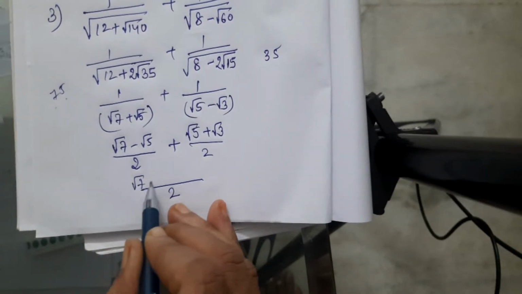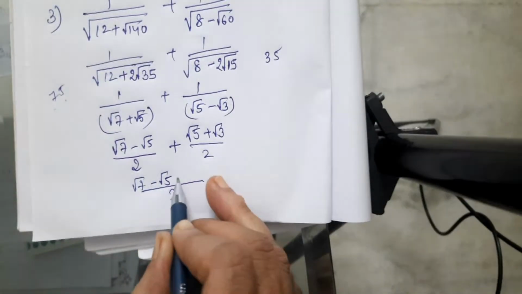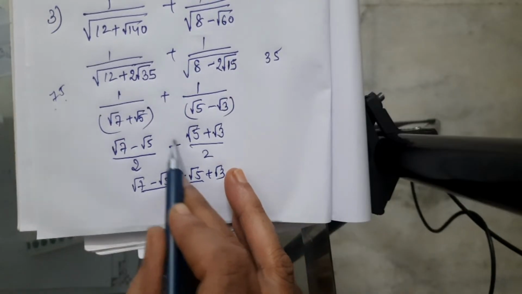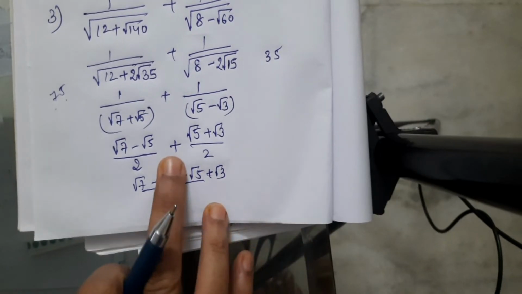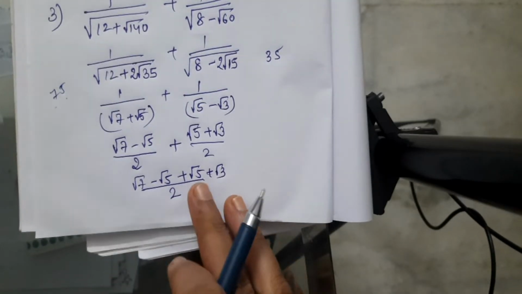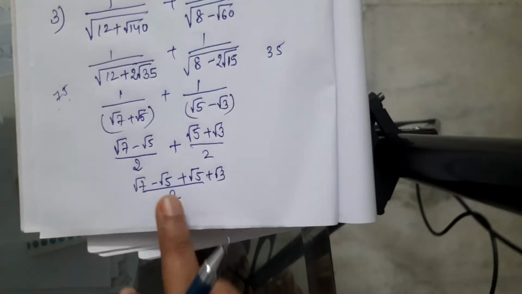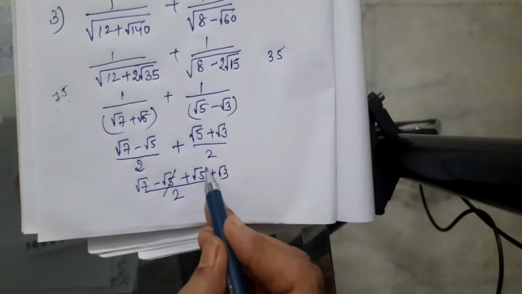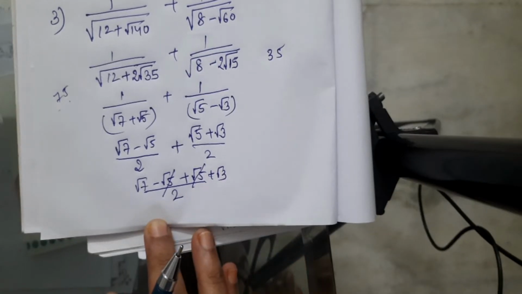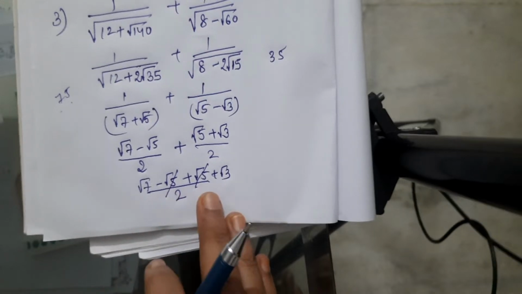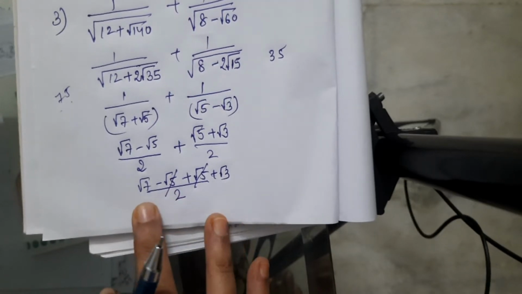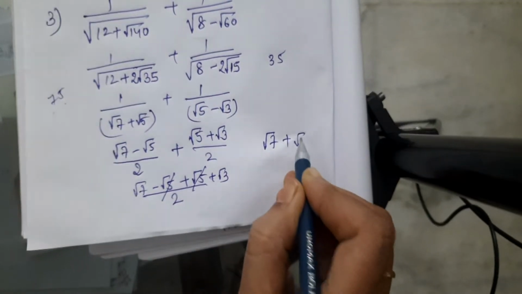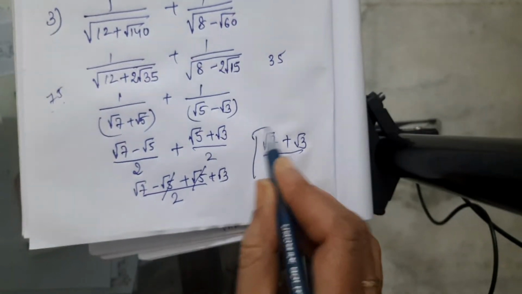So here root 7 minus root 5 plus root 5 plus root 3. See here, plus sign is there, so we will not change. If here minus is there, we are going to change the sign of both the numbers. Here plus is there, so directly we will write. Now the next step, minus 5 and plus 5 will get cancelled. So here both got cancelled. So finally we are left with root 7 plus root 3. So the answer is root 7 plus root 3 whole divided by 2.